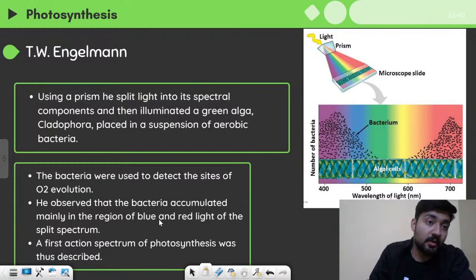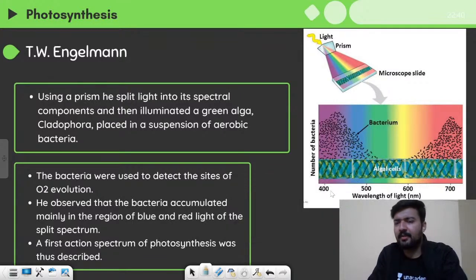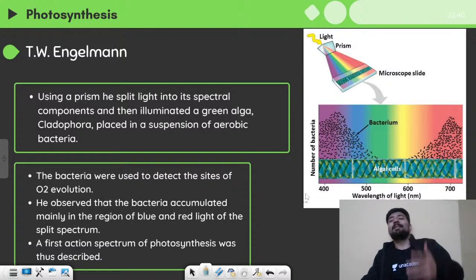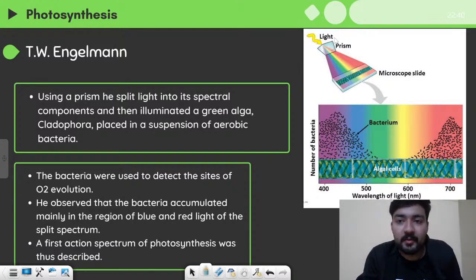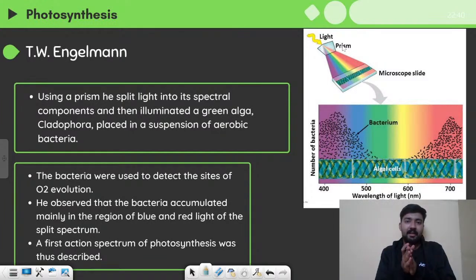Now we will talk about T.W. Engelman. He conducted some important, interesting experiments. What he did was split the sunlight using a prism. We know that a prism can split white light into its constituent colors. It can make the wave curve, right?